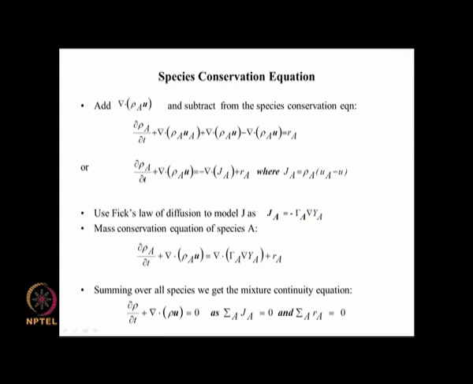where dou by dou t of rho A plus del dot rho A times u, this is the mixture velocity, equals minus del dot J_A, this is the flux of that particular species, plus the rate of production term here, and the flux J_A is given as rho A times (u_A minus u), which is the mixture velocity here. Now this flux can be modeled using Fick's law of diffusion, and so this is given as minus diffusivity of A times the gradient of the mass fraction here.